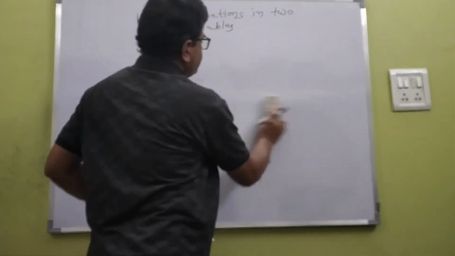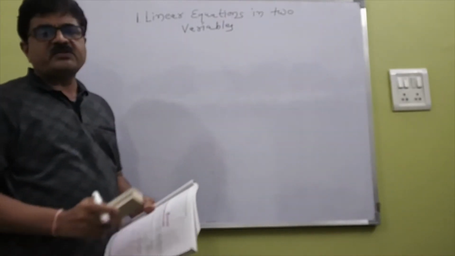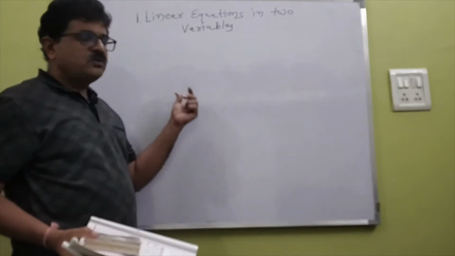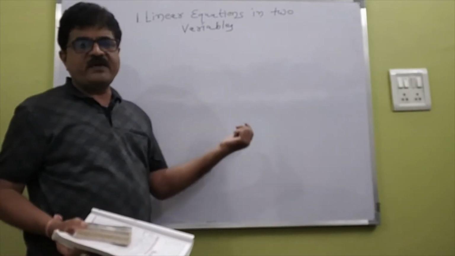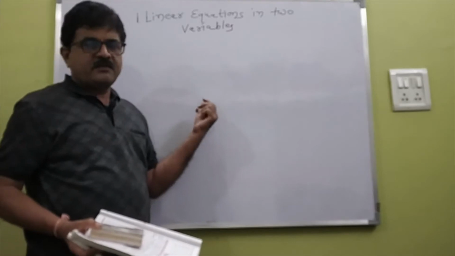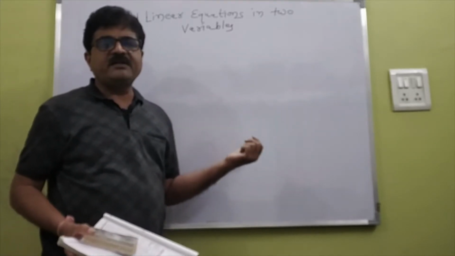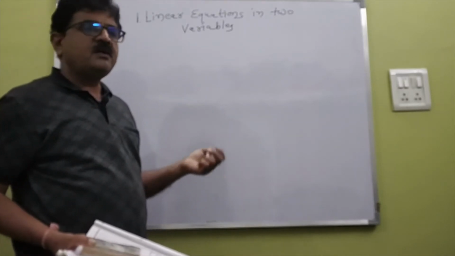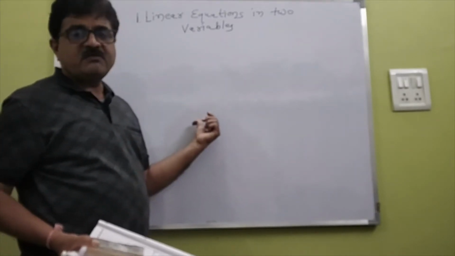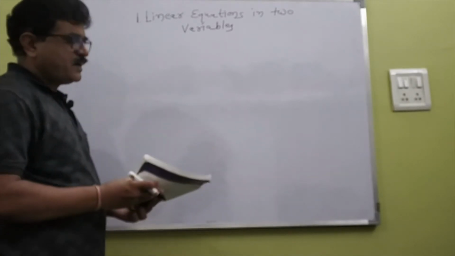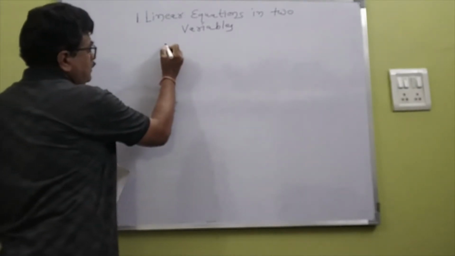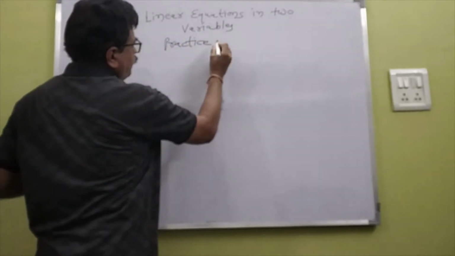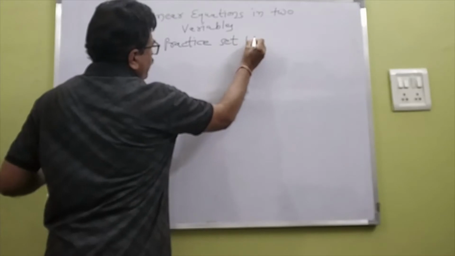Now the next point is simultaneous linear equations in two variables. It means we have to solve two linear equations in two variables. The solution of simultaneous linear equations in two variables means to find the values of their variables, that is, finding the values of the variables in those equations. Now we have to see examples, practice set 1.1.